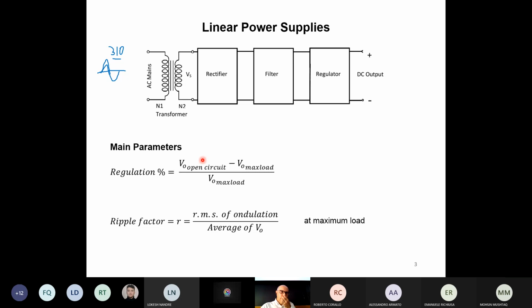In this slide, we have also 2 definitions. One is for the regulation in percentage, and the other one is about the ripple factor. What is regulation in percentage? We consider regulation as an indicator of the variation of the output voltage, so the variation of this DC output voltage, when we have no load and when we have a load applied at the output. By load, I mean a resistor, something which is draining current from the power supply.